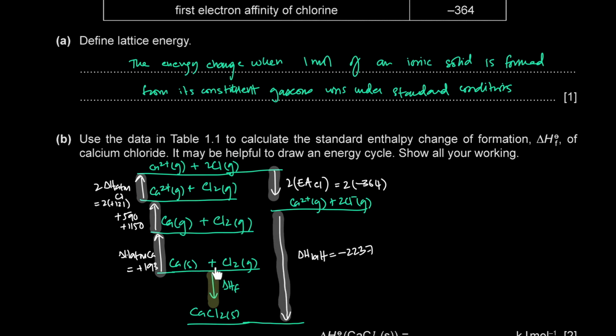Again, we can directly convert the elements into the solid lattice, or first convert the elements to the gaseous ions and then convert the gaseous ions to the solid lattice. So we can say the enthalpy change of formation is equal to 193 plus 1150 plus 590 plus 2 times 121 plus 2 times negative 364 minus 2237. Okay, and the answer over here should come out to negative 790 kilojoules per mole. So that's the answer.